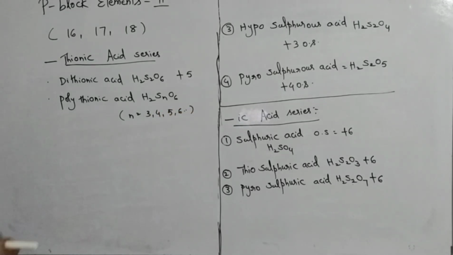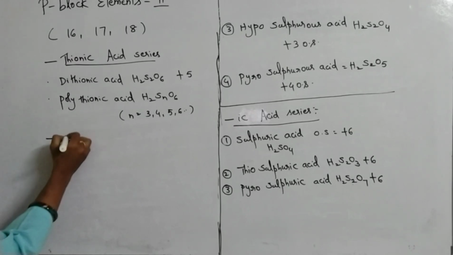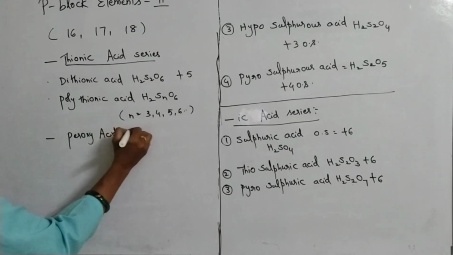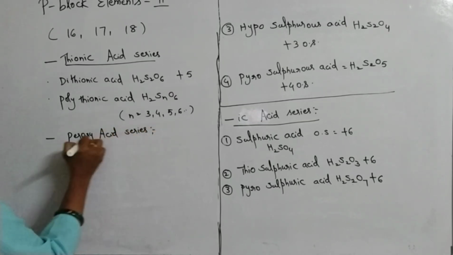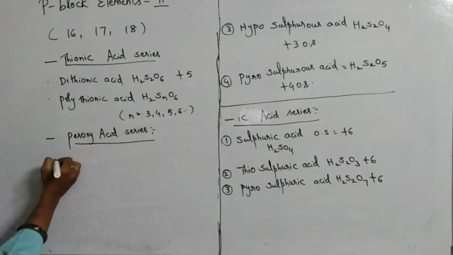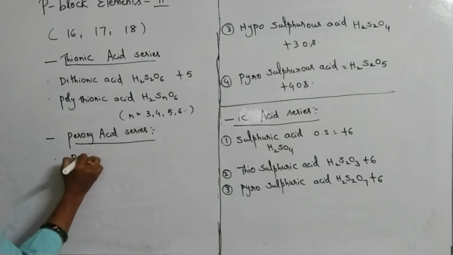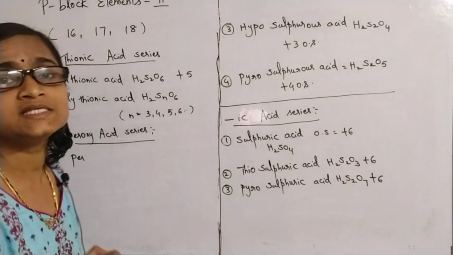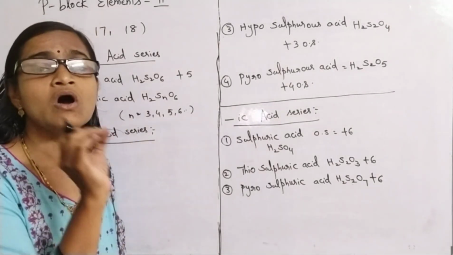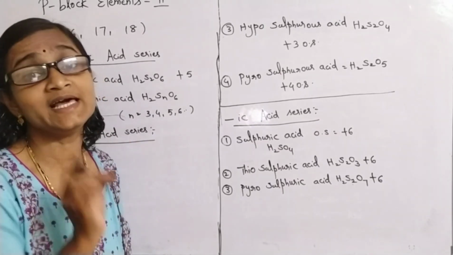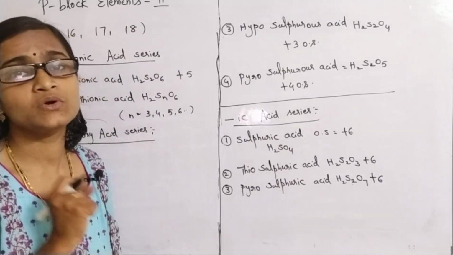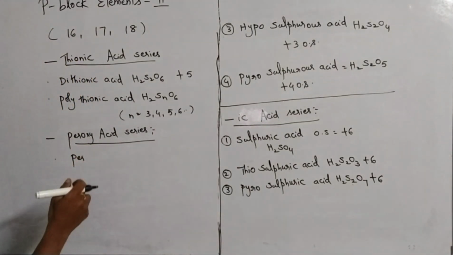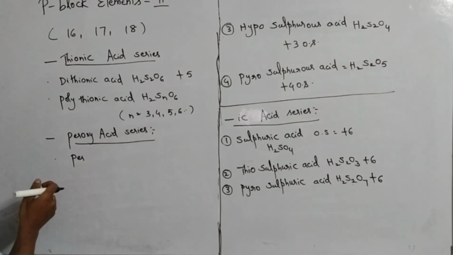Next we have the peroxy acid series. The first one is peroxymonosulphuric acid. Please remember what peroxy stands for: the peroxy bond is the type of bond in which oxygen and oxygen are linked with a single bond.